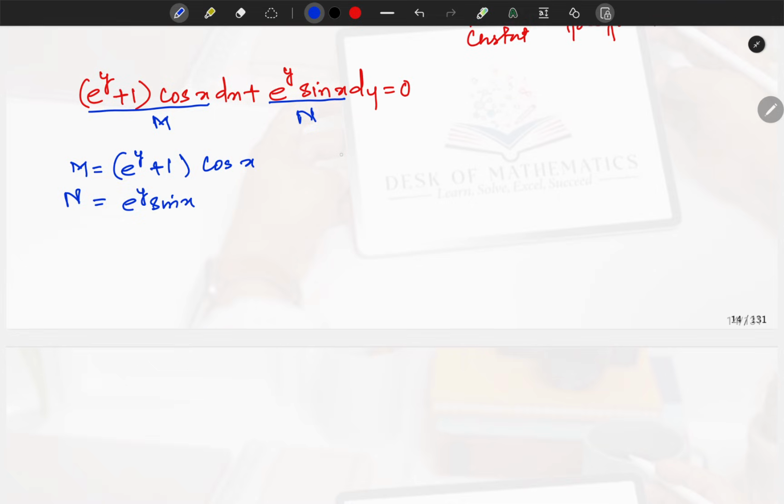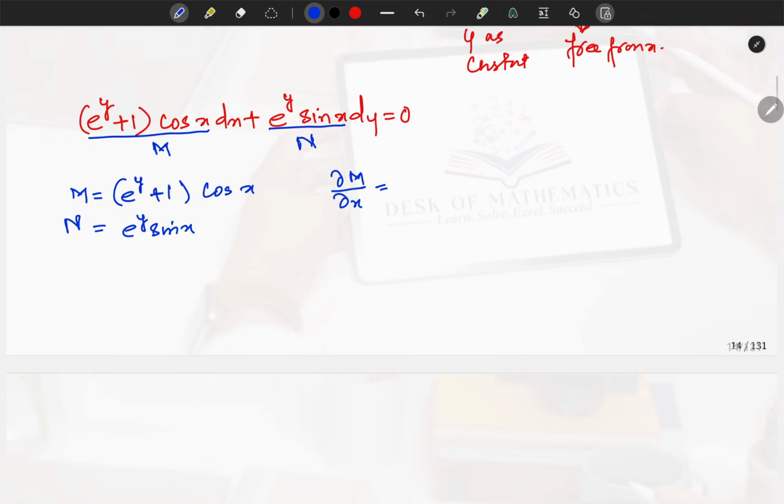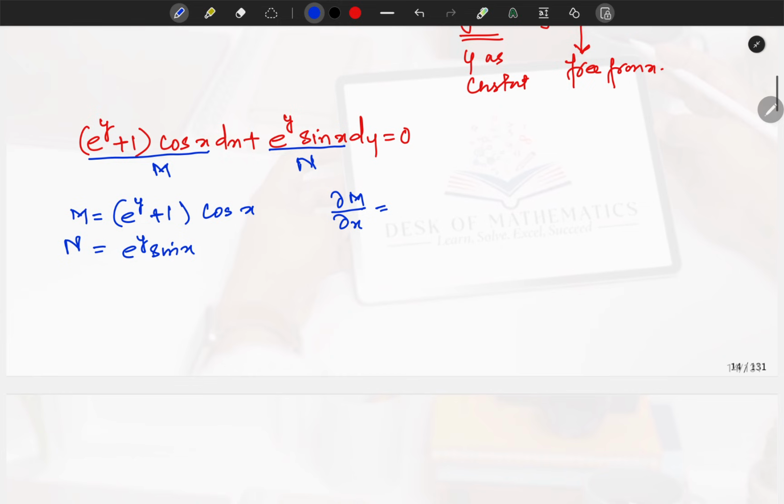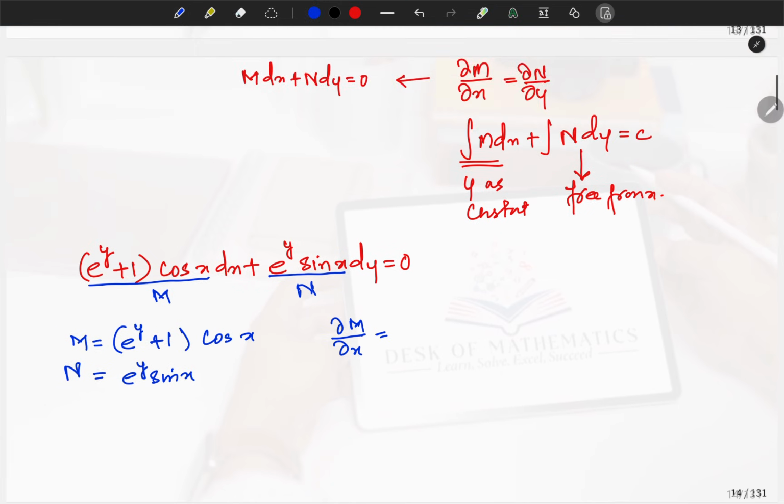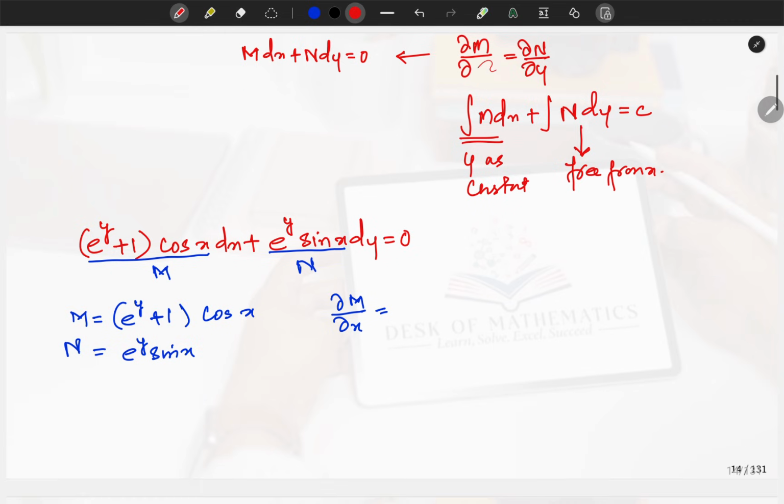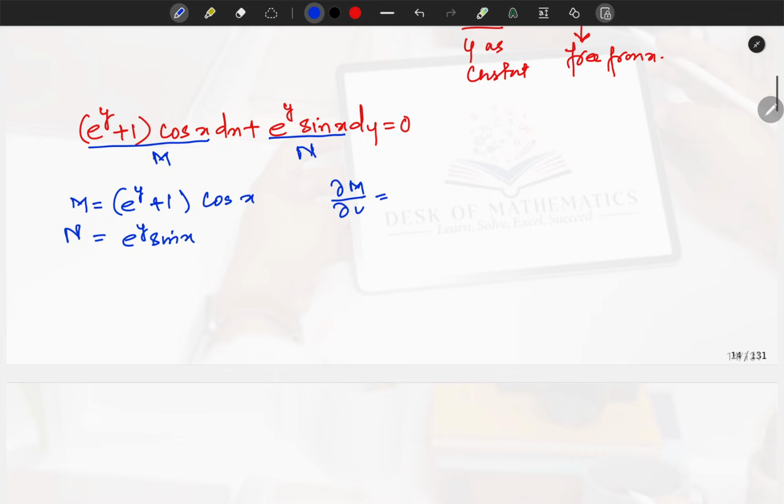Now you have to check if it is exact, then it will be very easy. Dou M by dou x will be equal to that, you have to differentiate this with respect to x only. Sorry, it is dou M by dou y that should be equal to dou N by dou x. I was writing it wrongly. It is dou M by dou y should be equal to dou N by dou x. Okay, so it is reverse.